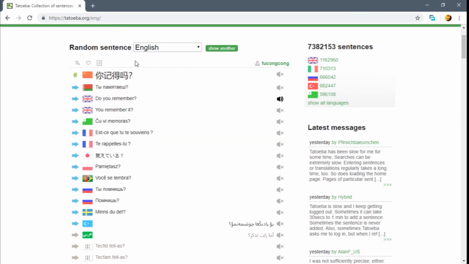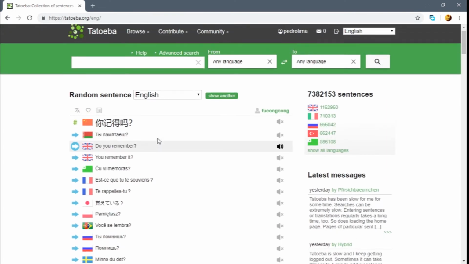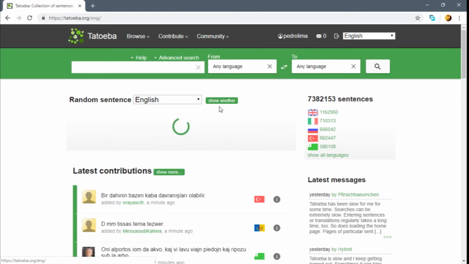So you guys can see that we have this sentence in Mandarin. We have French. I don't understand. Portuguese: Você se lembra? Do you remember? Yeah, it's the same as in English. The translation worked really well. So let's click and show another. It is going to get me a new sentence.